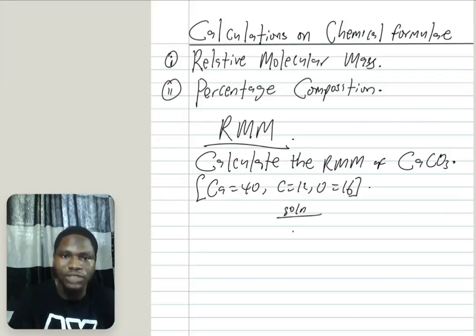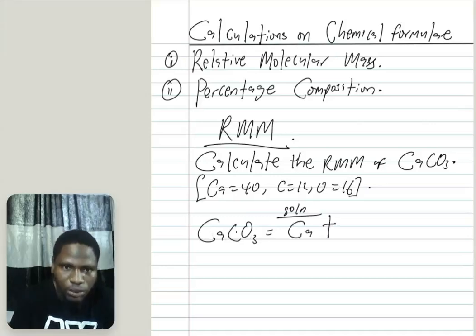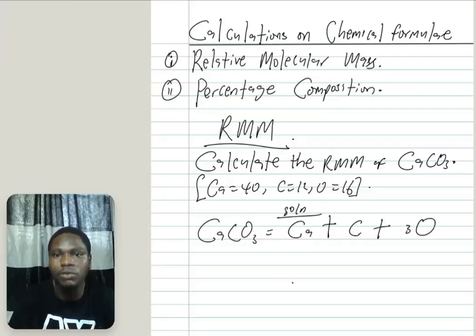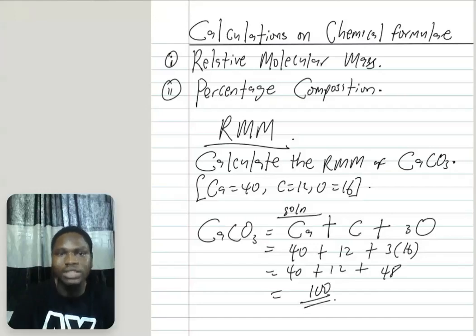Solution is very simple. We have CaCO3. So the easiest way for you to do it is to calculate the one for calcium, add it with the one for carbon, add it with the one for oxygen. But oxygen here, there are 3 in number, so I'll say 3 times the one for oxygen. So the atomic mass of calcium is 40, carbon is 12, oxygen is what? 16. Just give me 40 plus 12 plus this is 48, and everything here will give me 100. That's the relative molecular mass.